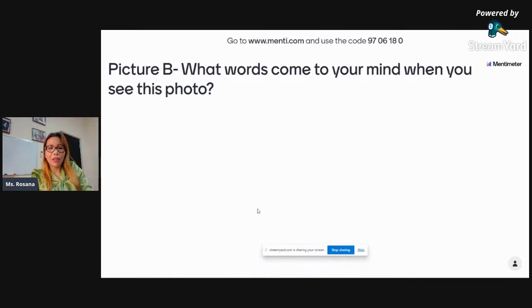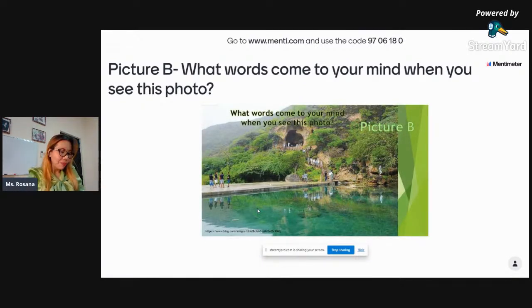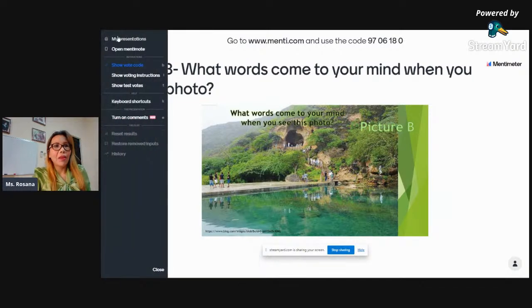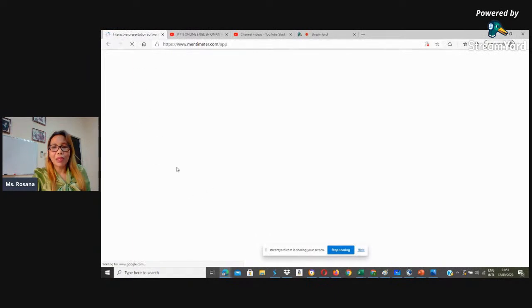Next photo, this is picture B. Okay, what words come to your mind when you see this photo, or what do you think of this photo? You can type up as many words as you want. Okay? All right. So there are many words that you can associate with these two photos, right? Okay. And they also evoke different feelings within us, all right? Okay, now let's proceed to the next presentation.